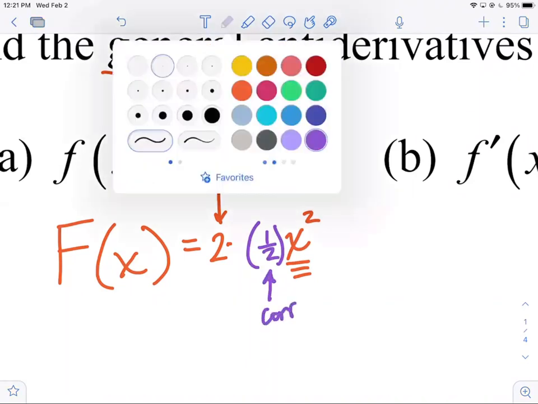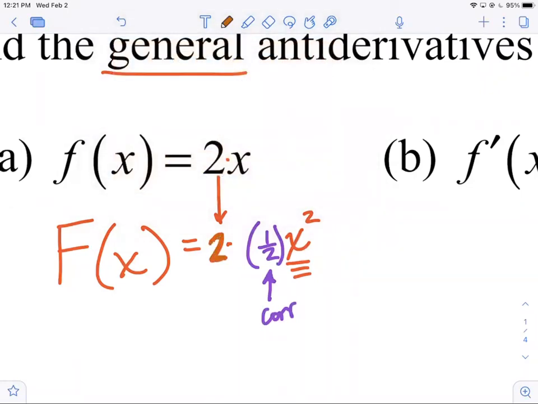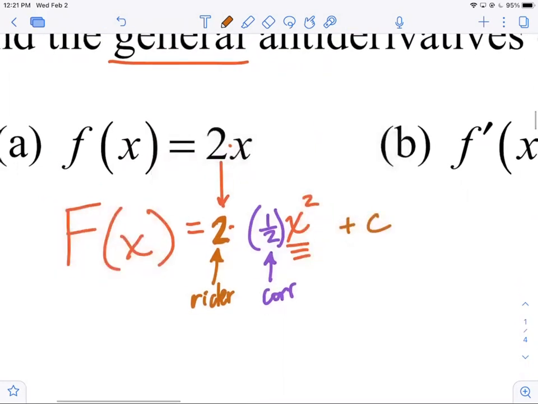And this 2 over here, that's just kind of standing in place saying, what are you doing over there? I end up calling him the rider. And then, of course, we put plus c. Now, you don't need to do it like this right now, but this is going to be helpful later on. Now, when you simplify that, what is 2 times 1/2? It's 1. So we end up with x squared plus c.